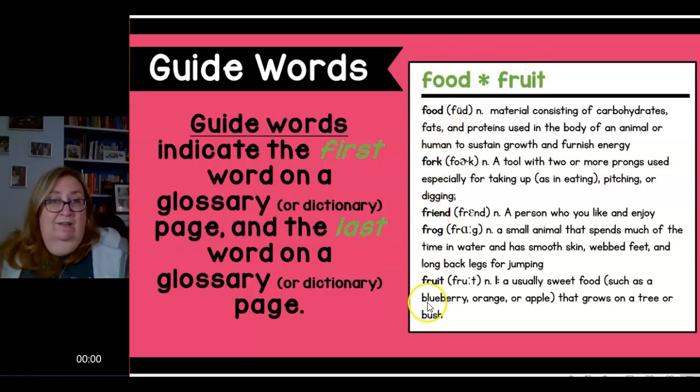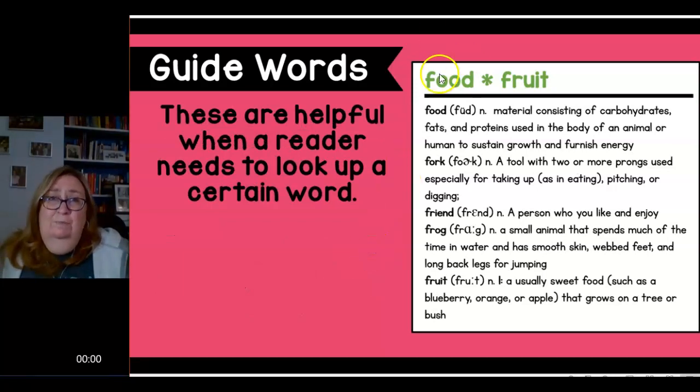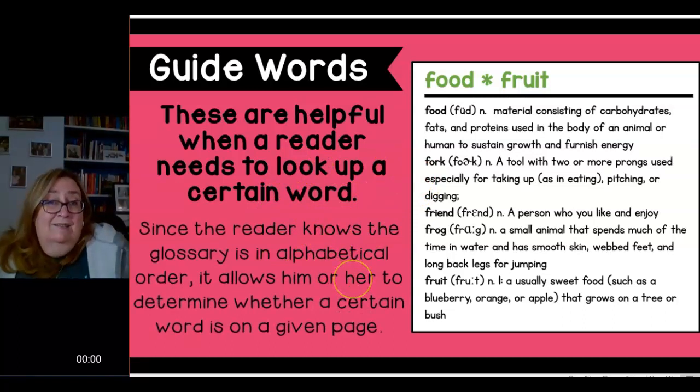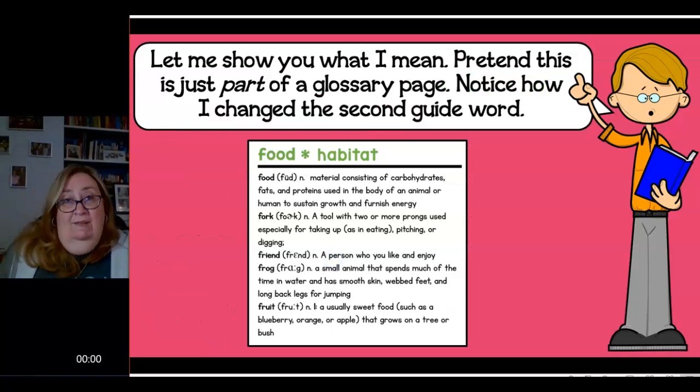Here's food, there's fruit. When they say the last word, they mean the last defined word, not the last word here. It's the last word that's in alphabetical order and being defined. Being defined means telling us the definition. So these are super helpful when you need to look up a certain word. They help us find where the words are on the page. Since the reader knows the glossary is in alphabetical order, it lets us determine whether a certain word is on a given page. Let me show you what I mean.